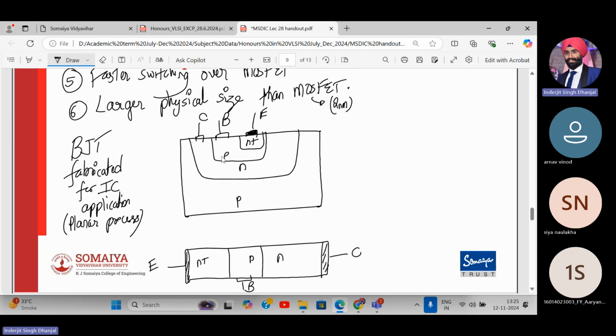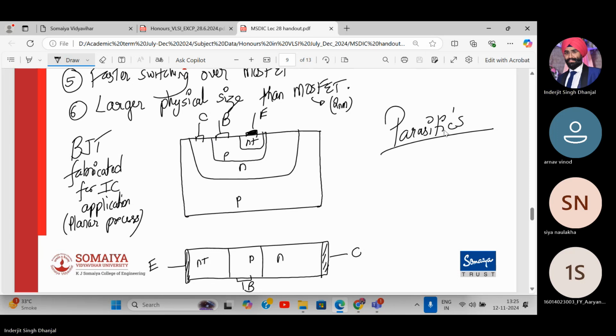Here the base region is non-uniformly doped. So this results in a built-in electric field across the base, which aids the transport of electrons from emitter to collector. Inside this base terminal we also have parasitics involved. You know what parasitics are? They are inherently present in the device. These parasitics will be responsible for the fall of gain in the higher frequency range. Yes or no? Yes, sir.